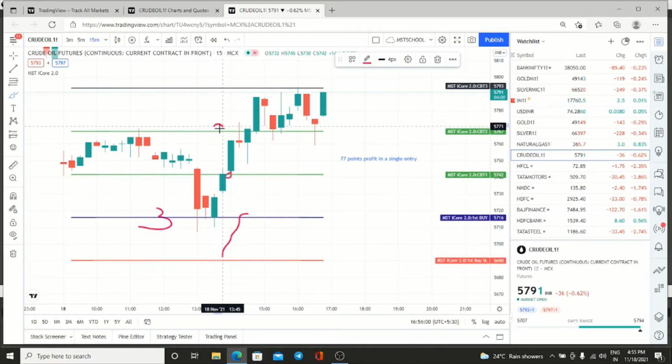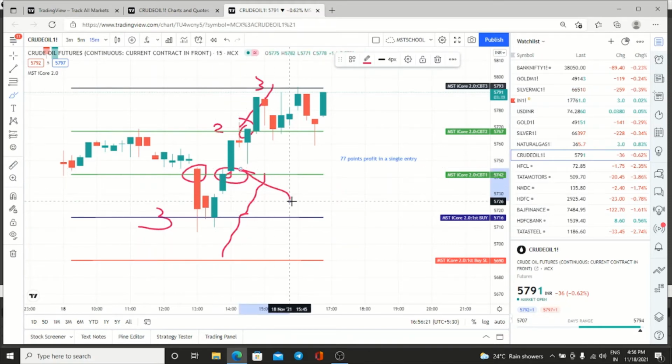Then book the second lot at the second target and revise the stop loss to the first target. Then book the third lot at the third target. Otherwise, you can keep revising the stop loss and book the third target. If you are a small trader and you don't want to take any risk, book at the first target itself and come out of the market.